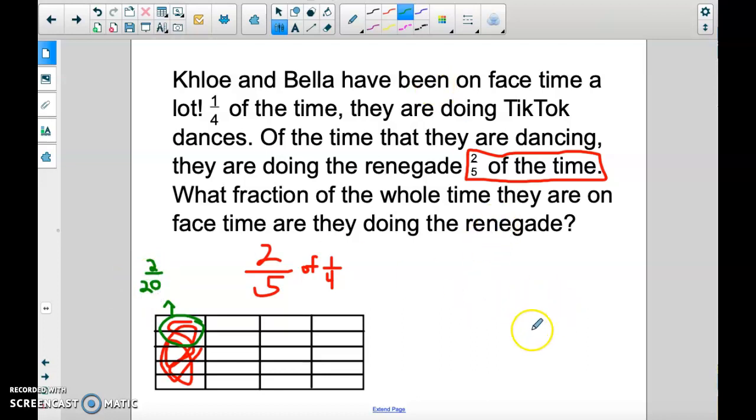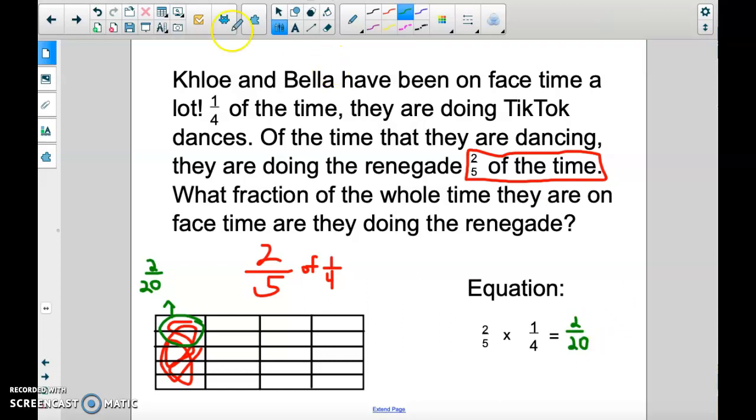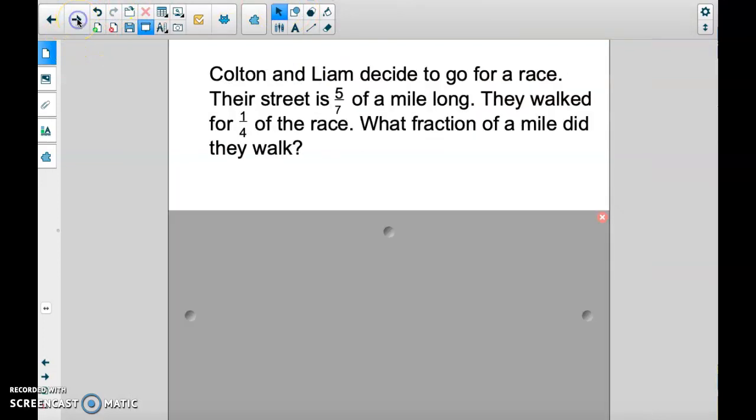So if I go ahead and write my equation, that 2/5 of 1/4 is equal to 2/5 times 1/4, which would be 2/20ths. So 2/20ths of the time that Bella and Chloe are on FaceTime, they're doing the renegade. All right. So let's look at the third one. This is our last one as well.